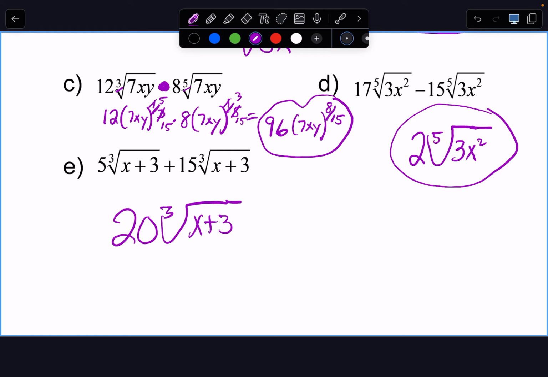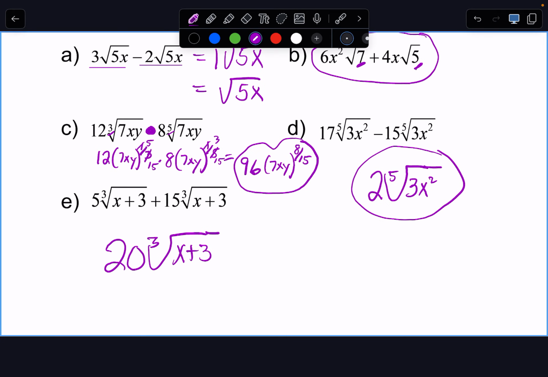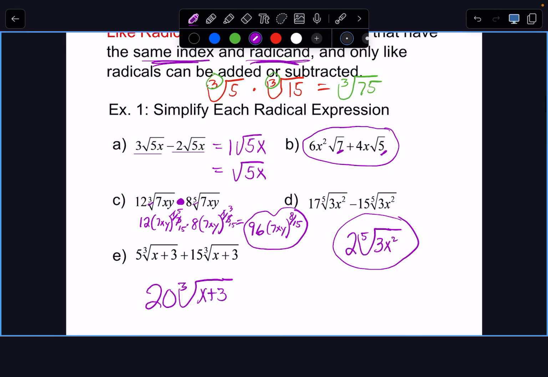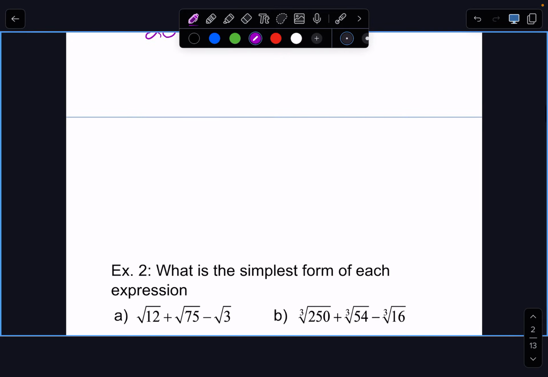Questions, comments, concerns? So what has to be the same in order to add or subtract radicals? The index and the radicand. Good job. Make sense? Yes, sir. May I continue? Yes, sir.